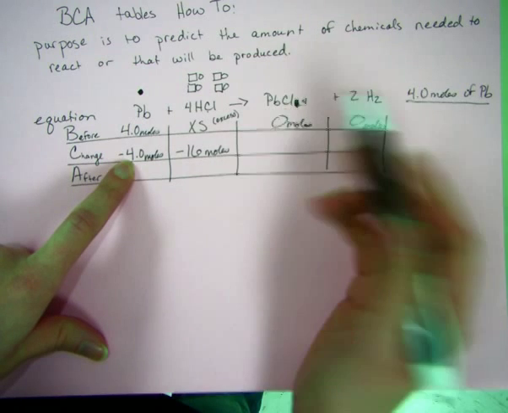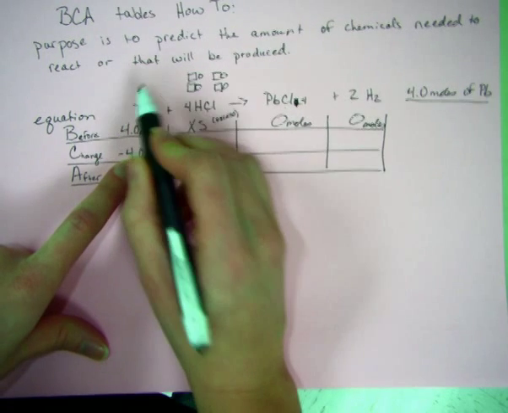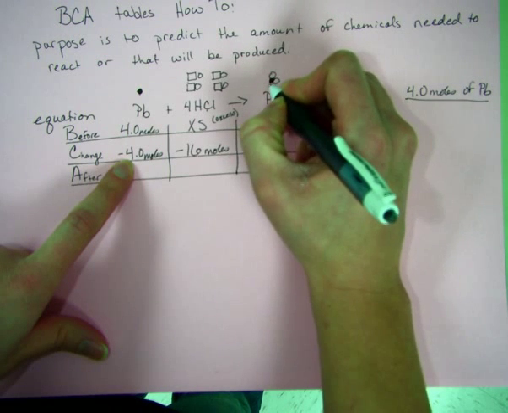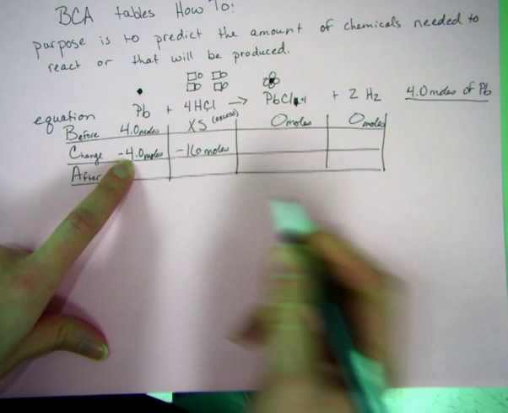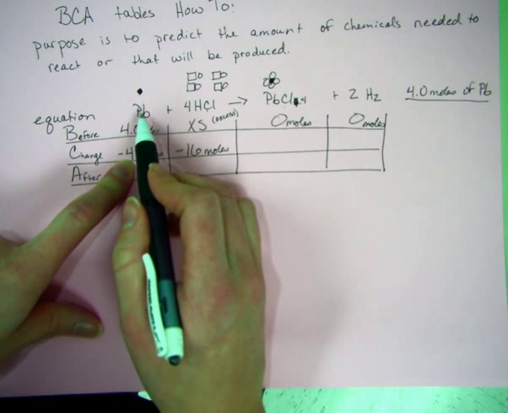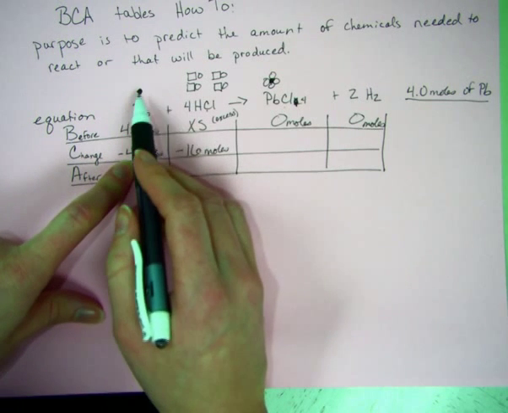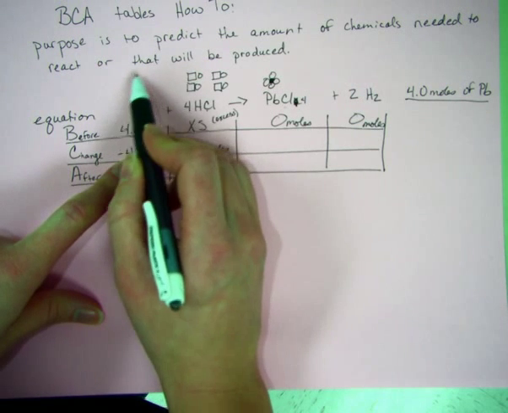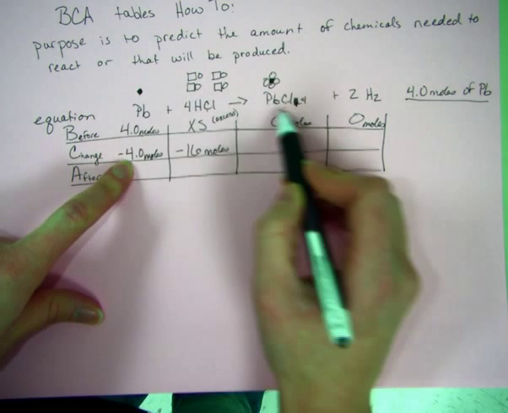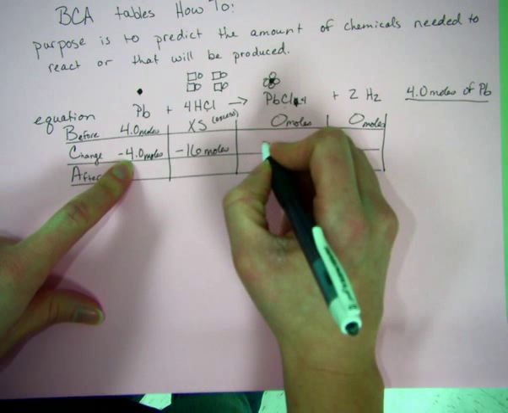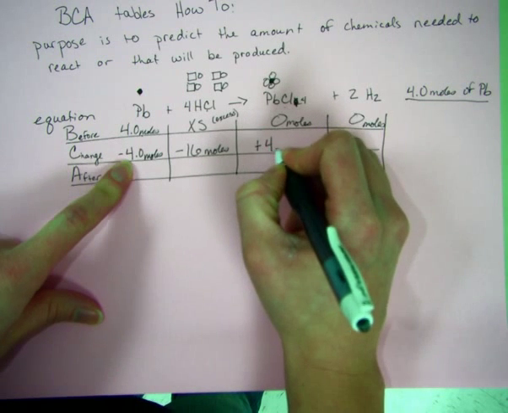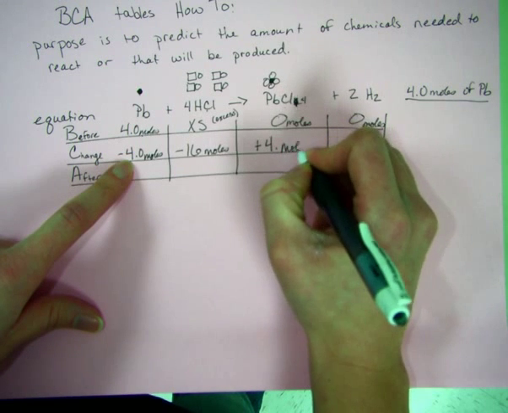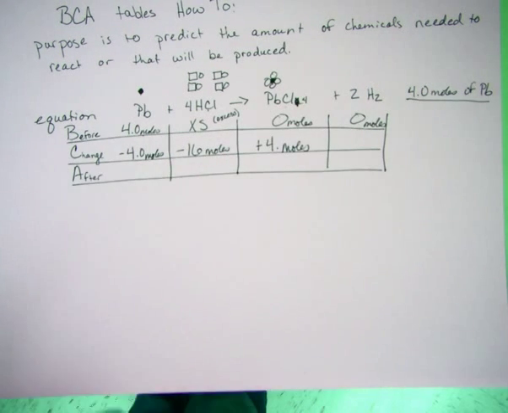Now to go on to products. So for every Pb that I have, I'm going to make 1 PbCl4. Well, like I said earlier, I don't have 1 Pb, I have 4 moles of Pb. So if I do 4 moles of Pb, I'm going to get 4 moles of PbCl4. So we're going to add 4 moles of the PbCl4.